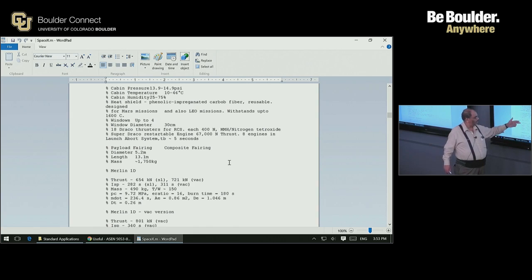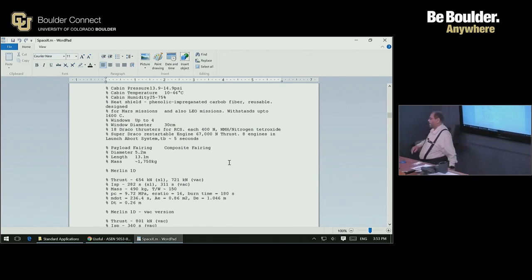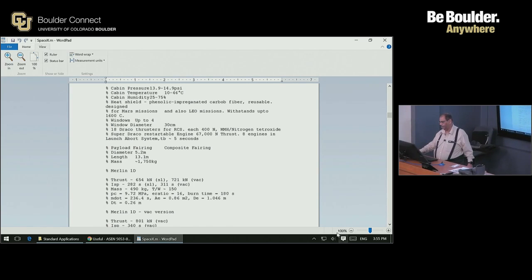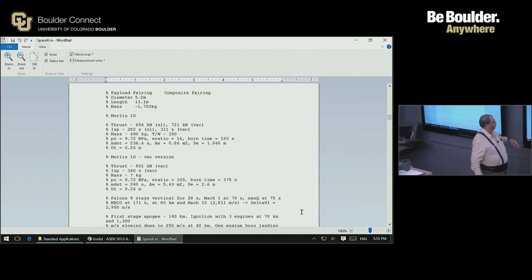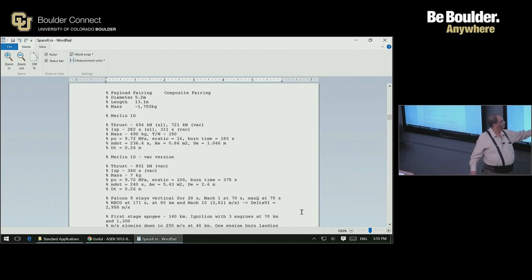Merlin 1D, what is its thrust? What is specific force? What is its mass? What is the expansion ratio, burn time, mass flow rate, throat area, and so on. You can see the vacuum version provides higher thrust, but essentially this engine is adapted with a longer nozzle with a higher expansion ratio. That's all. This expansion ratio is 100. This one is 16. So they essentially fit a nozzle expansion and make it a vacuum engine.